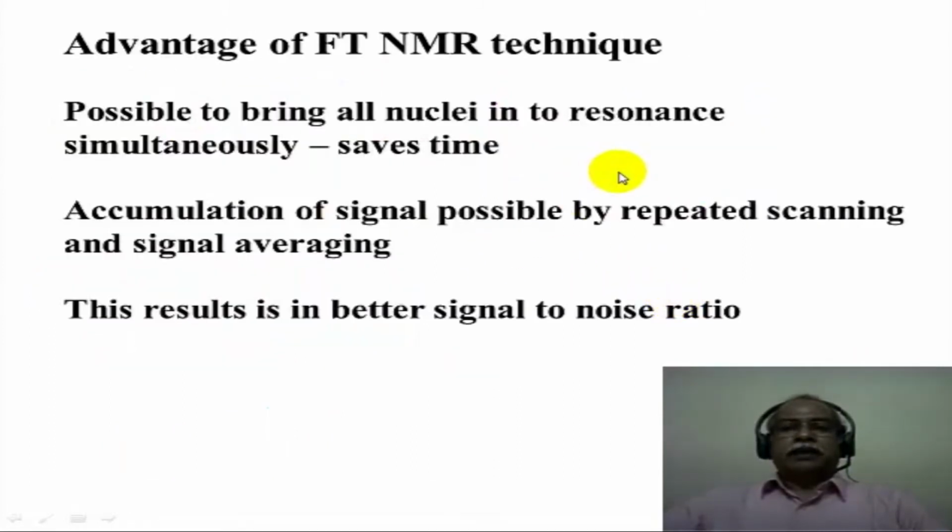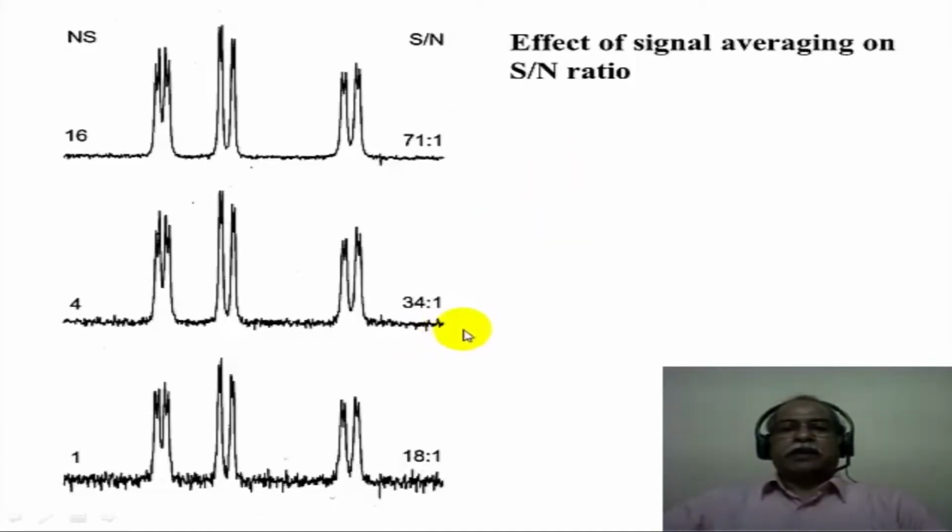The advantage of the FT NMR technique is that it is possible to bring all the nuclei into resonance simultaneously. This saves time. Accumulation of signal is possible by repeated scans and signal averaging in a fast way. This results in a better signal to noise ratio. This diagram essentially shows the effect of the number of scans on the signal to noise ratio.